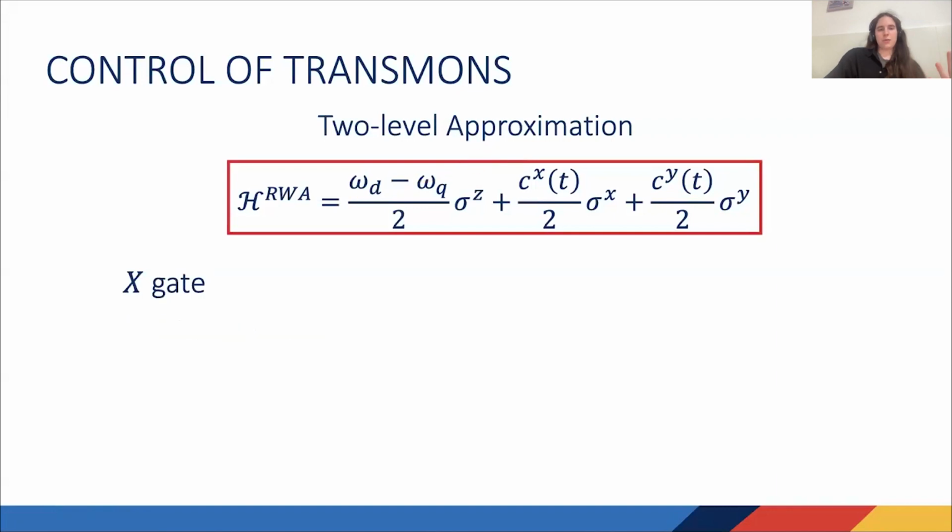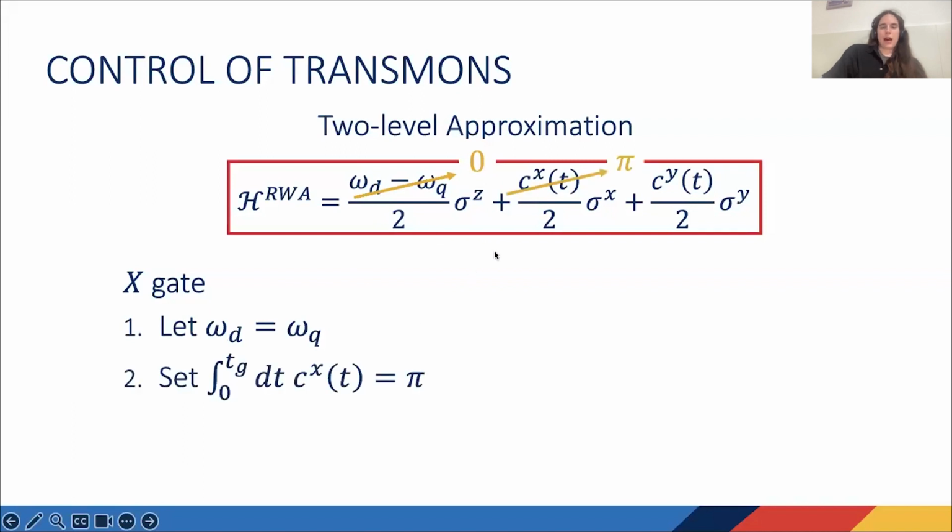Now let's look at how I would make a NOT gate using these operations. First, I don't want any Z parts. So I'm going to make the frequency of the voltage that I send in equal to the frequency of the qubit that's rotating naturally. So that part is canceled out.